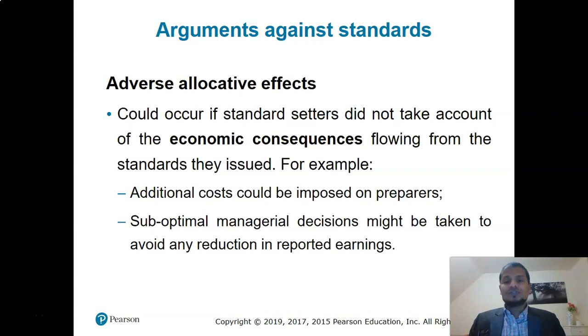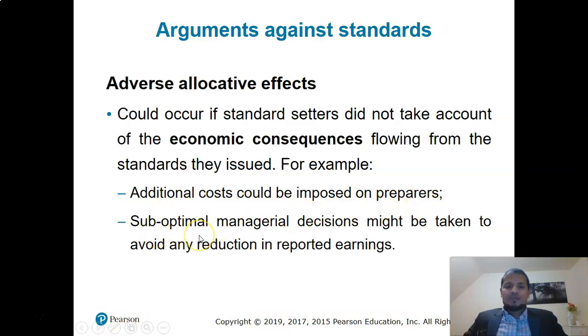So if you want to prepare financial statements based on a particular standard, then you need to hire some accountants for your organization. You should prepare some mandatory statements which require time and cost. So it can be costly for some organizations. So obviously it would be an additional cost to the preparers in the organizations, right?